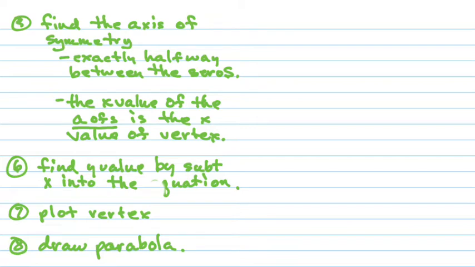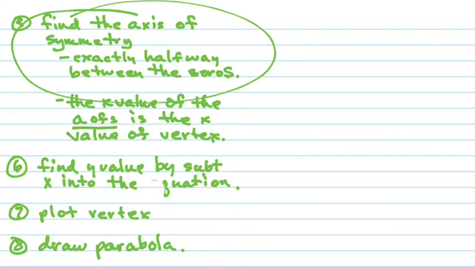So a couple of things here. Finding the axis of symmetry is critical to being able to find the vertex.